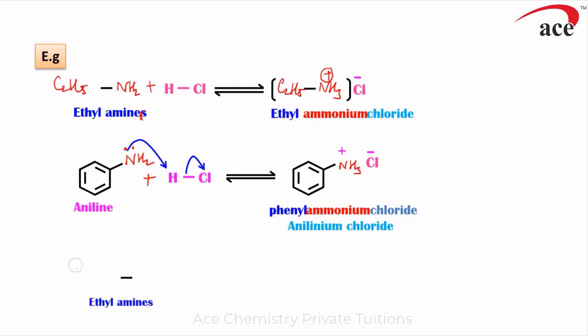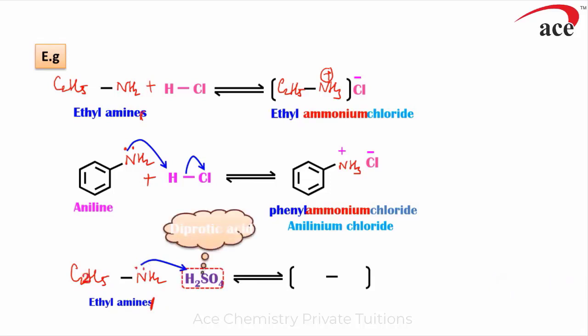A similar example can also be taken with ethylamine and H2SO4. H2SO4 is an example of a dibasic acid. It can definitely donate its protons. So this will give rise to C2H5 NH2, C2H5 NH2, this is 2 moles. This will give you C2H5, NH2 will become NH3 plus and SO4 minus 2.